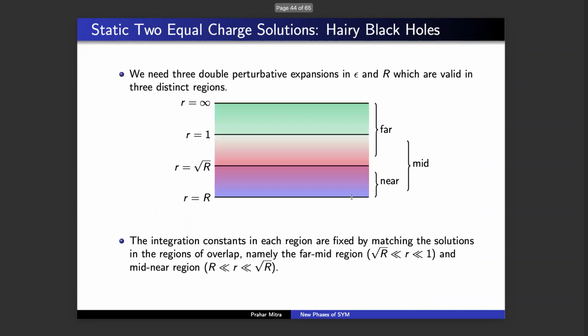So here's the final picture of what we really need to do to construct these solutions. We do a perturbative expansion in epsilon and R, and we have to do three distinct perturbative expansions: a far field expansion, a mid field expansion, and a near field expansion. This is the way we set it up, so that there is always a region of overlap between far and mid, and near and mid. So you start off by constructing three independent sets of solutions, but then you can match the solutions by comparing them in their regions of overlap.